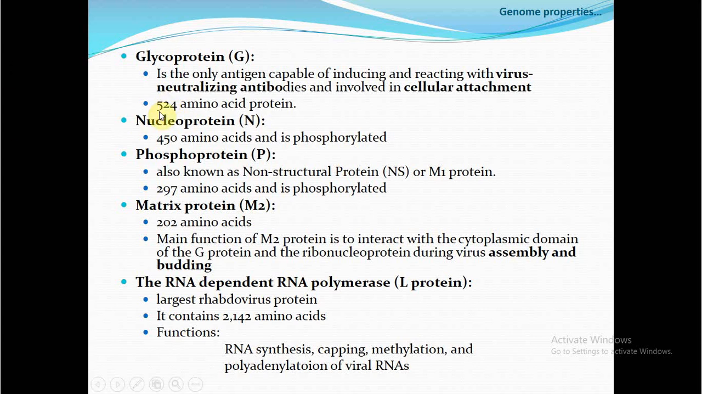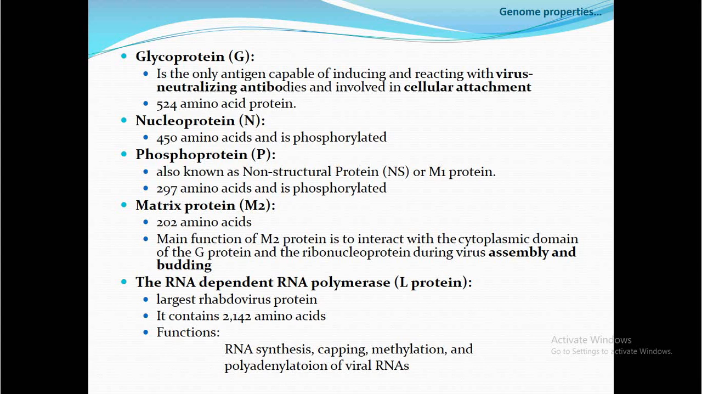Nucleoprotein is the second most important protein. This protein is encoded near the 3' end, and it is the most abundant among all the 5 proteins. That's why it is the chief target for development of diagnostic tests for rhabdoviruses. Phosphoprotein and matrix protein are the two proteins generally playing an important role in assembly of new virions.